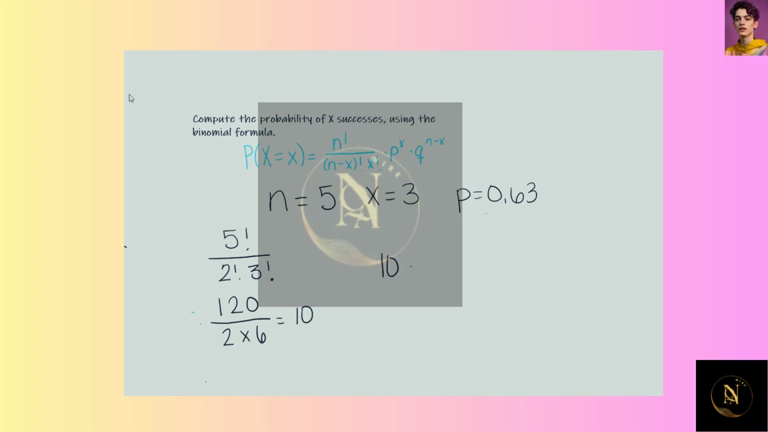So 10 times 0.63 to the third power times 0.37 to the second power. I got 0.37 by doing 1 minus 0.63, which is 0.37, which is q. When I multiply all of these in the calculator, I get that the probability that x equals 3 for this binomial distribution is 0.342.